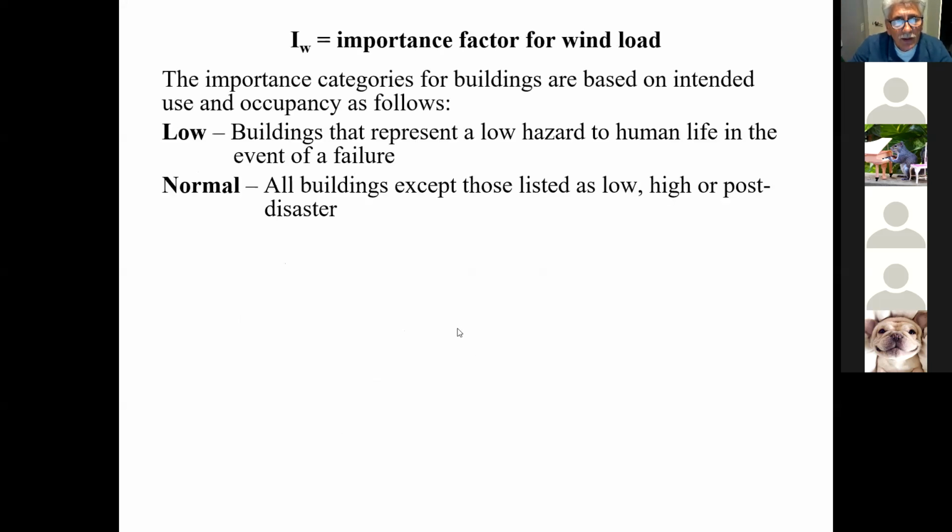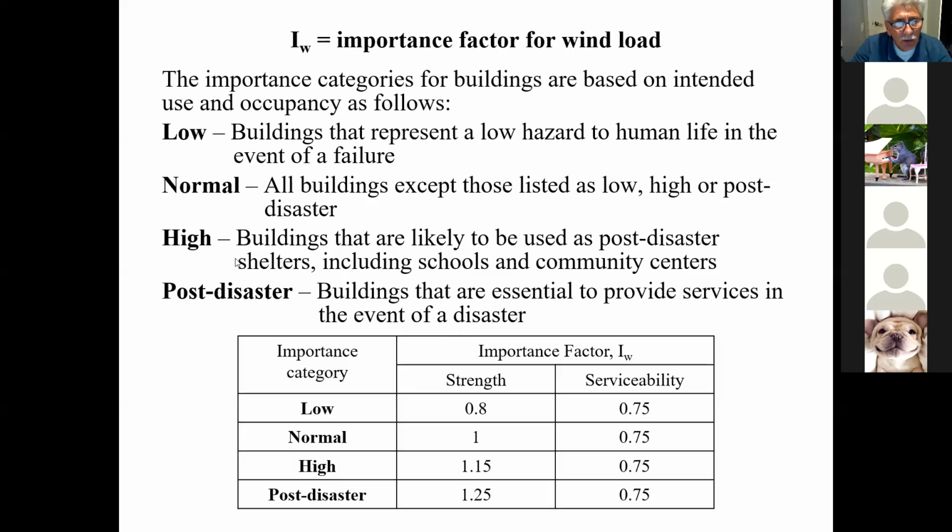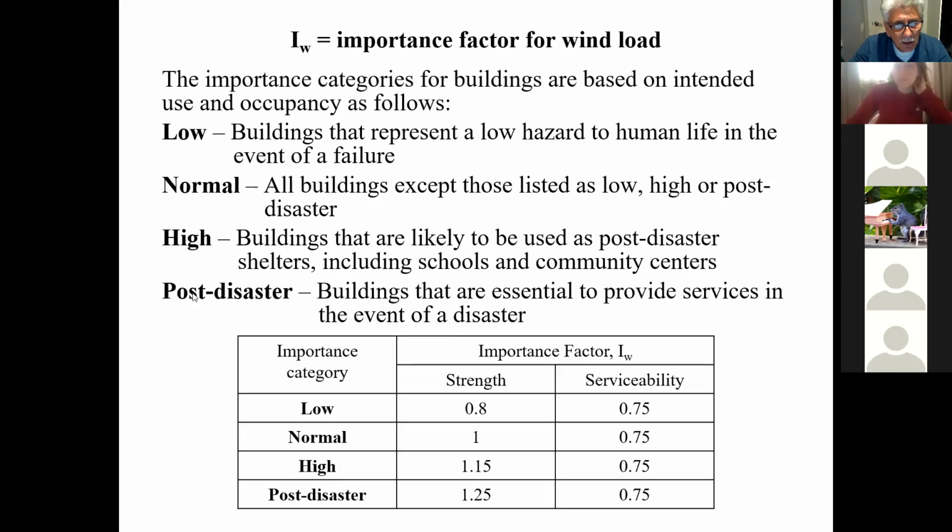Now, the importance factor: you know that there are basically 4 categories for buildings: low, normal, high, and post-disaster. We're in the normal range. So therefore, this is the limit state design here, just so that we're all on the same page. This here is for limit state design, LSD. And this is the serviceability limit state. That's why when we're calculating the deflections and all that, we always take 0.75.